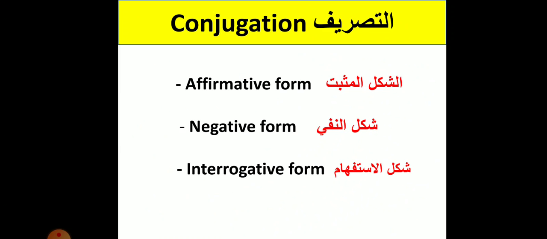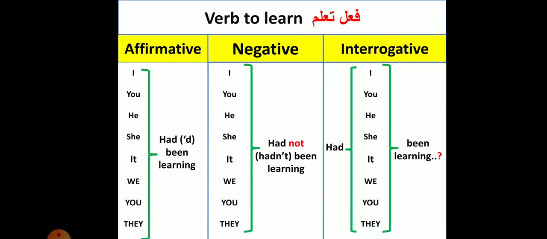Conjugation. Okay, here we'll conjugate a verb in the affirmative, negative, and interrogative form. So here it is. Verb to learn. In the affirmative form, I had been learning, or I'd been learning. I had been learning is the full form. I'd been learning is the short form or the contraction. And the contraction, we use it when we are speaking informally.